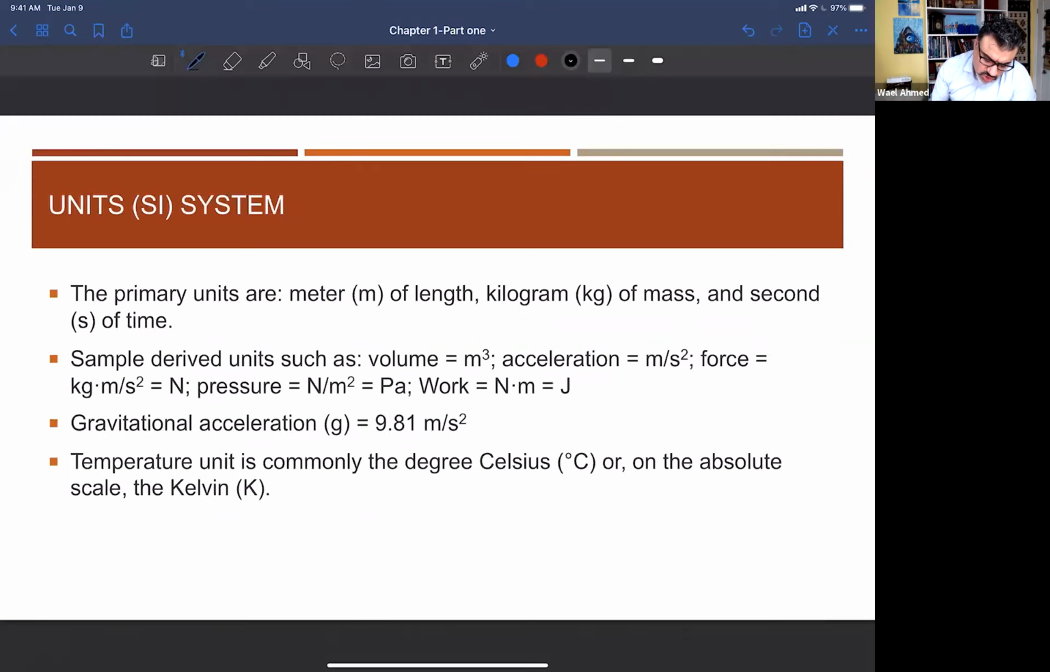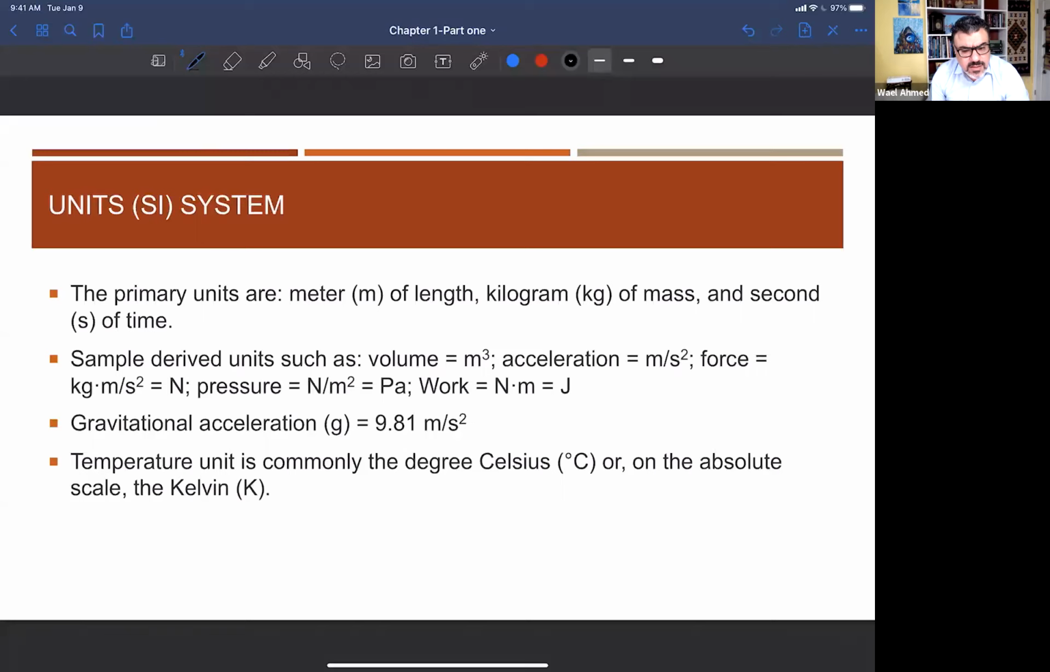So the primary units in the SI system are meter for length, kilogram for mass, and second for time. And of course, the secondary ones are, for example, volume in meter cubed, acceleration in meter per second squared, and force in kilogram meter per second squared. I hope I'm not wasting your time here, but those are the very simple secondary units we are going to deal with in this course. Pressure is Newton per square meter, and the Newton is defined as the force, which is kilogram meter per second squared, equal to 1 Newton. Work is Newton times meter, a force times distance, and we sometimes call it joule.